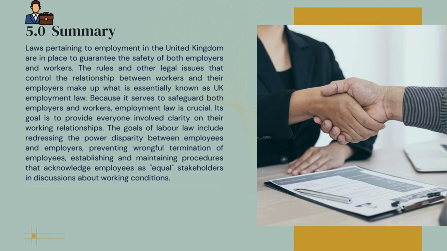5.0 Summary. Laws pertaining to employment in the United Kingdom are in place to guarantee the safety of both employers and workers. The rules and other legal issues that control the relationship between workers and their employers make up what is essentially known as UK employment law. Because it serves to safeguard both employers and workers, employment law is crucial. Its goal is to provide everyone involved clarity on their working relationships.